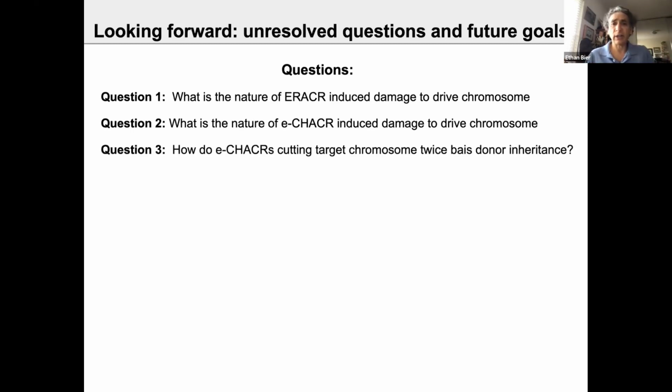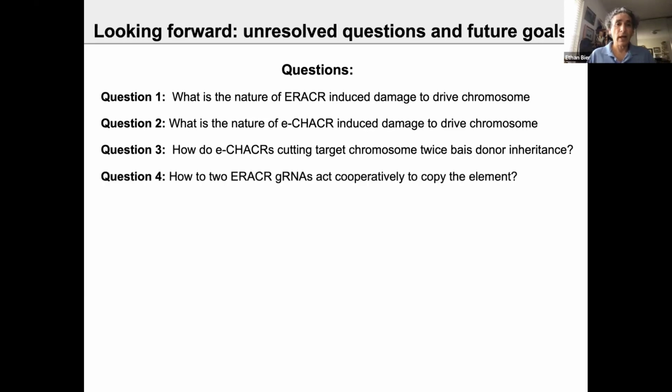We don't know how eCHACRs that cut the target chromosome twice bias donor inheritance. It's not due to damage, or long-lasting damage. It's not due to heritable damage. So we don't know what the basis of that is. That's interesting, but it's significant. It's 2-to-1, so it's not trivial.